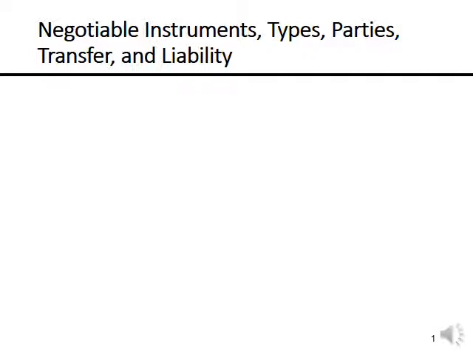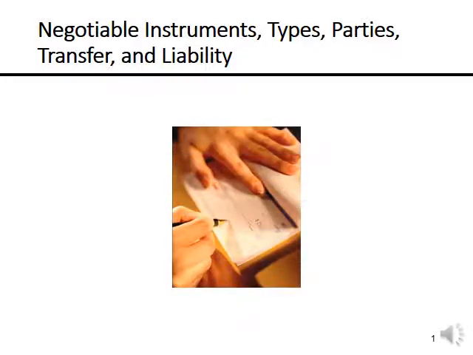Okay, in this area, we're going to look at negotiable instruments, the types of negotiable instruments, parties, transferring negotiable instruments, and liability. So we're dealing with Article 3 of the Uniform Commercial Code, and negotiable instruments are actually substitutes for cash.